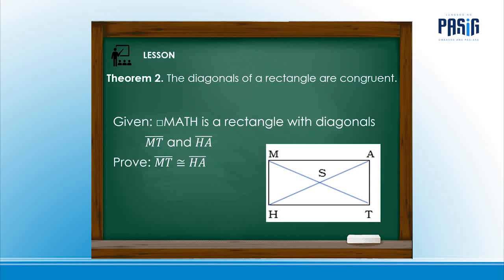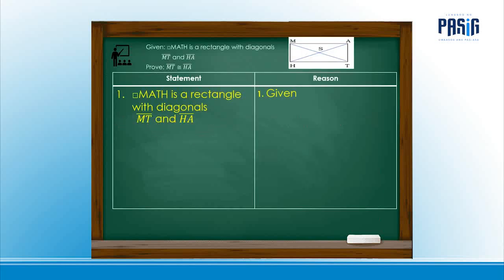Now, let us have theorem number 2. The diagonals of a rectangle are congruent. Given quadrilateral MATH is a rectangle with diagonals MT and HA, let us prove that diagonal MT is congruent to diagonal HA. Let us now discuss the proof. Number 1. Quadrilateral MATH is a rectangle with diagonals MT and HA. The reason given.